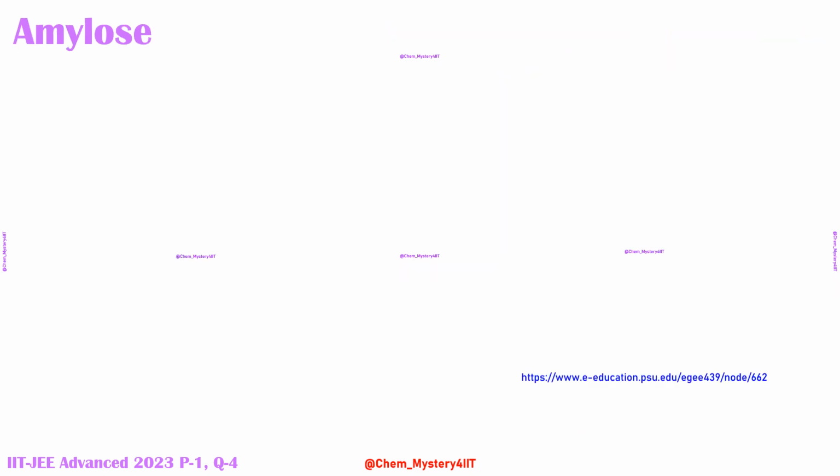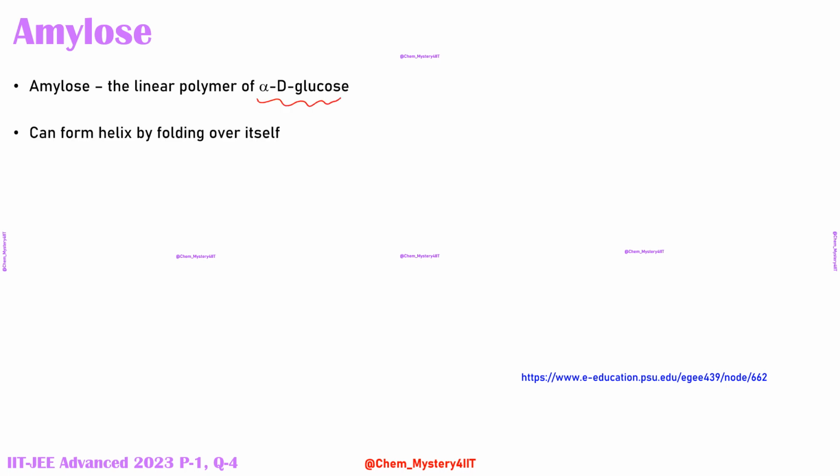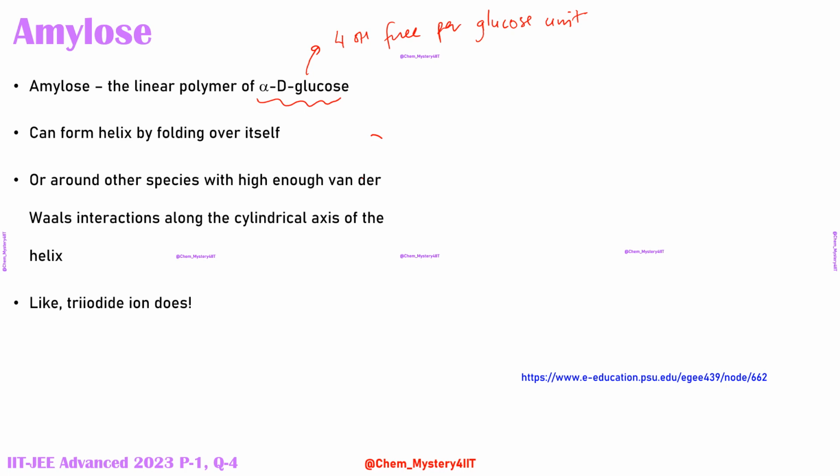Moving further, how this amylose looks like, if you talk about the amylose, which was the part of the sugar. This is basically, we say, the linear polymer of alpha-D-glucose that we have seen in the biochemistry of the carbohydrates. And because there are many OH groups present, at least 4 OH groups per unit of alpha-D-glucose are left free in the amylose. All these 4 OH groups can help it get coiled over itself, and this can form a helix by folding over itself, as we can see in the diagram over here.